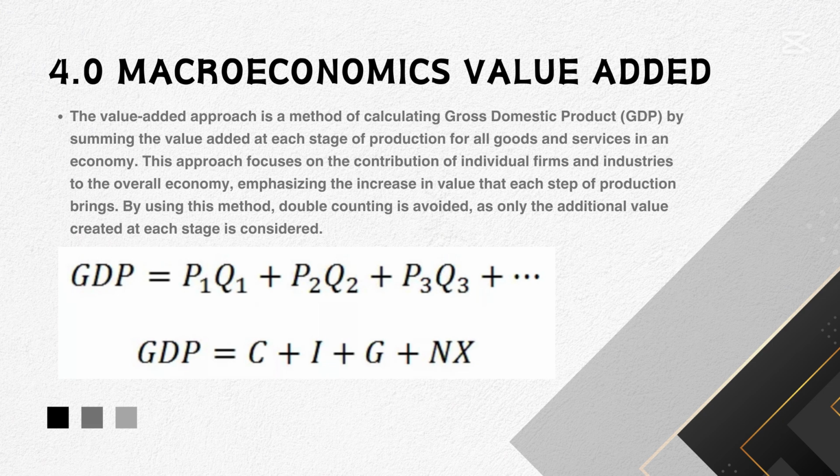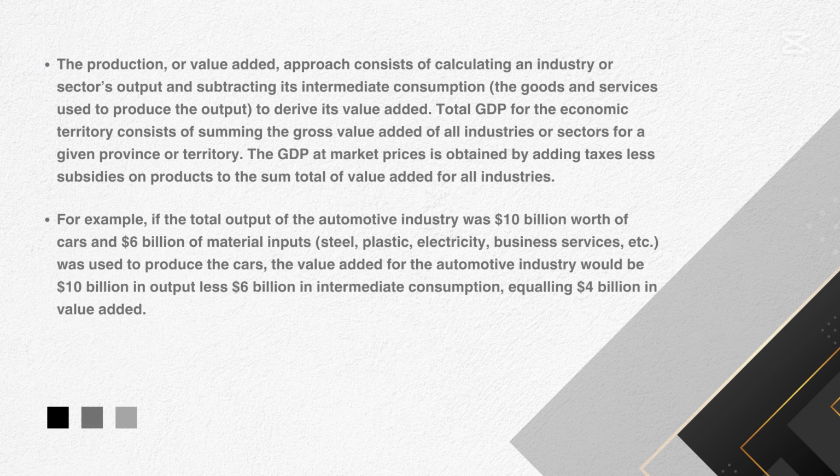For example, when you buy a car, the price includes the cost of steel, plastic and labor. With this approach, we make sure we are only counting the value of the car itself, not the value of the raw material multiple times. It also shows us how much each industry contributes to the economy, so we can better understand where the growth is coming from. So here are the few steps.